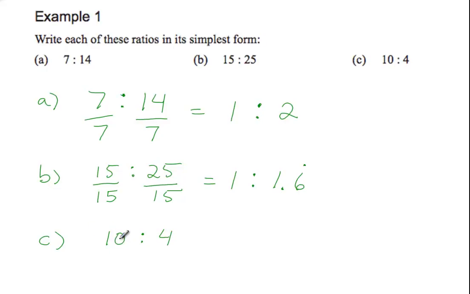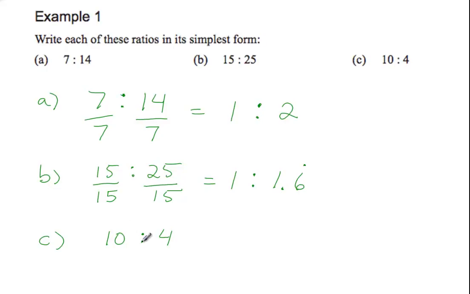We could reduce the 10 down to a 1, but then obviously the 4 would be less than 1 because we'd be dividing it by 10. So what we usually do is we take the lowest number and bring it down to 1. That way we'll have a value on the other side that's greater than 1.